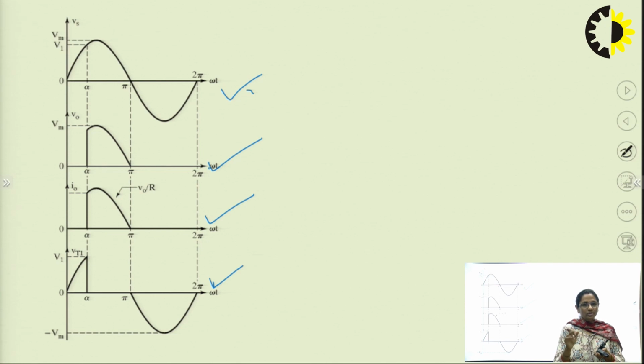After that, from pi to 2 pi, the SCR is reverse biased by the source voltage. So the same source voltage, negative half cycle, will appear as reverse voltage across the SCR, right?